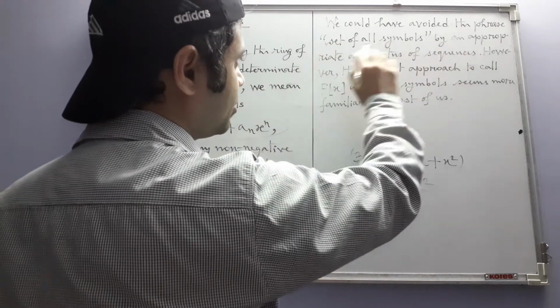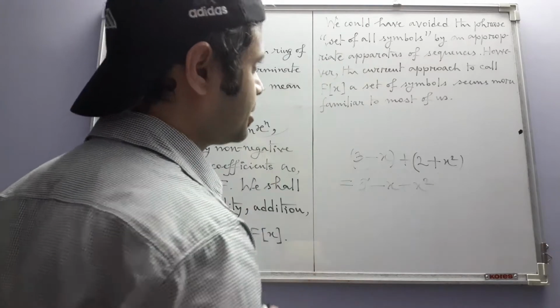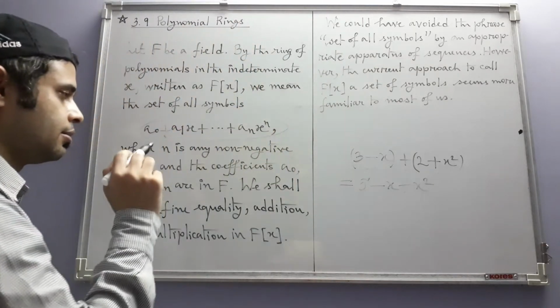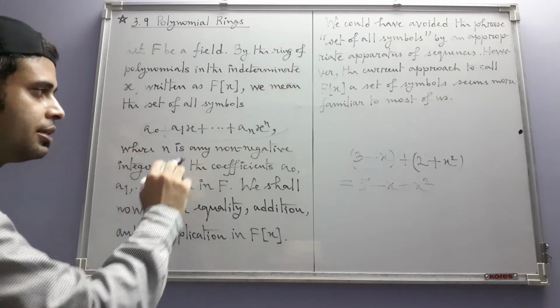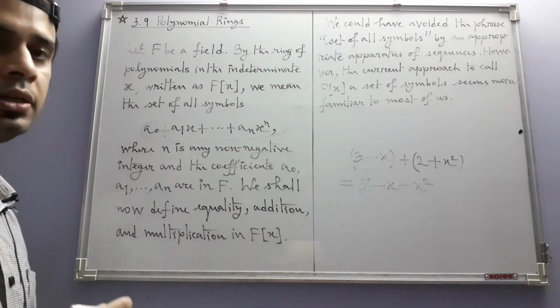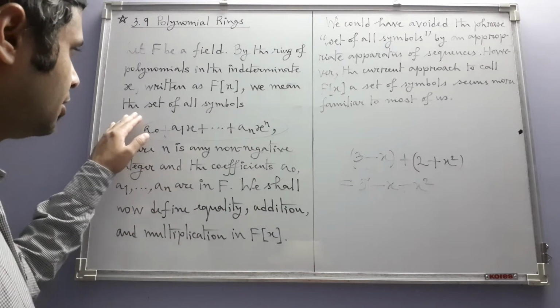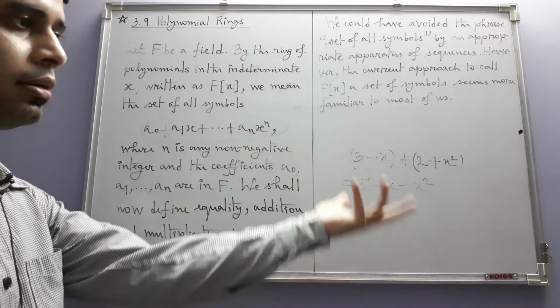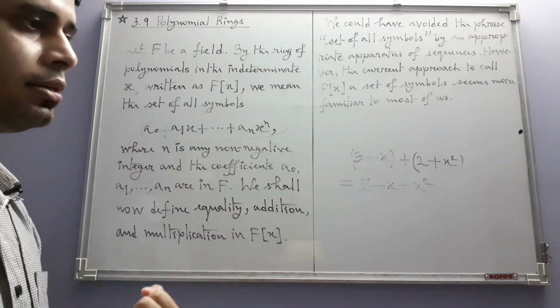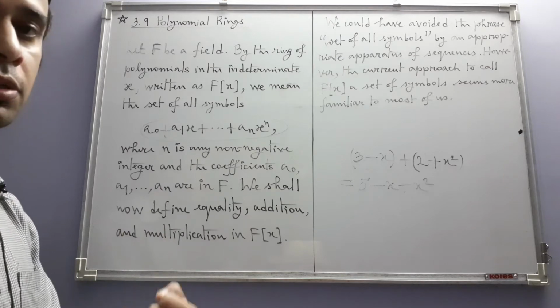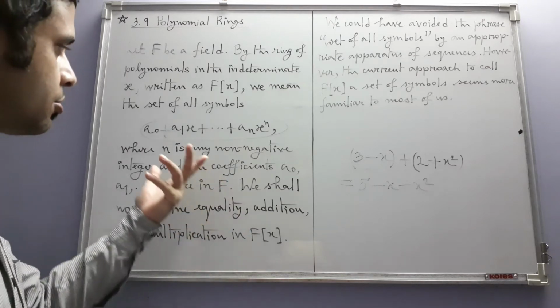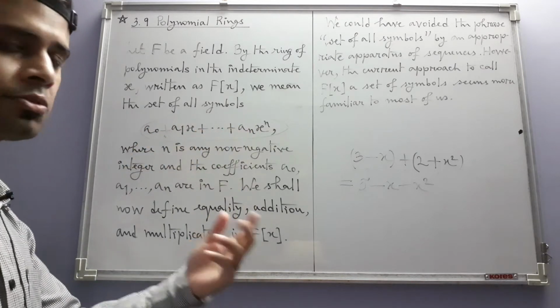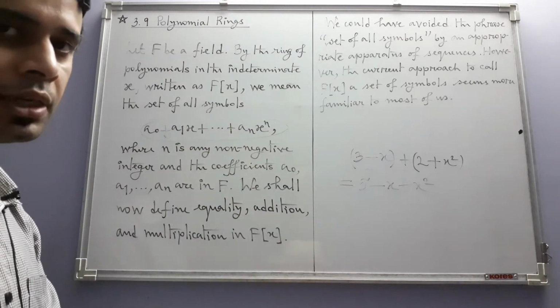We could have avoided the phrase set of all symbols, and the motivation for avoiding the phrase is to make it more rigorous, because if you just simply say set of symbols, it becomes vague. We are bringing something from outside, so we have to make new rules so that the new things adjust well with whatever we have in our system.